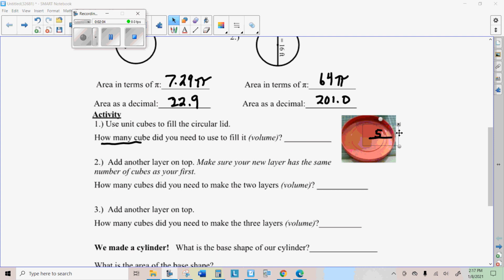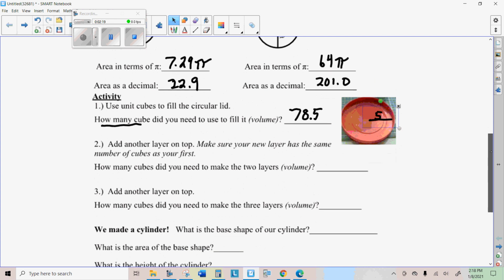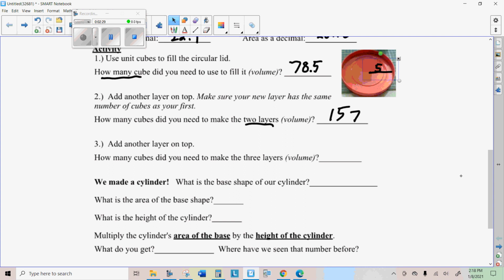And I hope you figured out that that's the area. You would need 78.5 unit cubes to fill the bottom. Okay. Now when you add another layer on top, it's going to be the same as that, right? So how many cubes would you need for 2 layers? I hope you were thinking 157. How many cubes would you need for 3 layers?